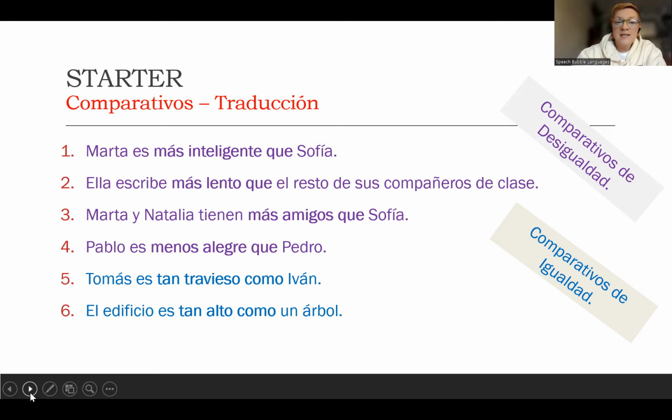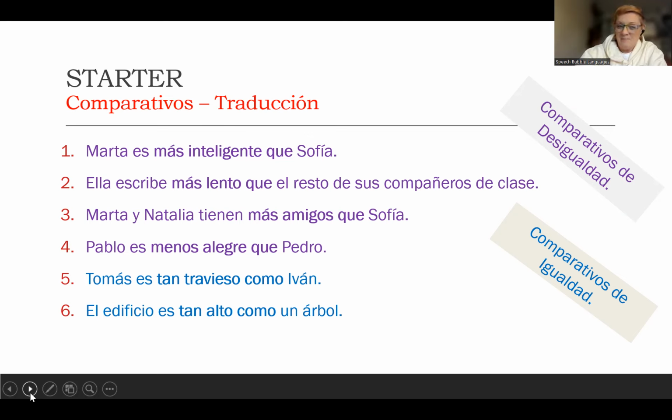Okie doke. Sentence number 1, Marta es más inteligente que Sofía. Marta is more intelligent than Sofía. Más inteligente que. Number 2, ella escribe más lento que el resto de sus compañeros de clase. Más lento que. She writes more slowly than the rest of her classmates. Of course, in English, we could make more slowly than, simply one word, slower.